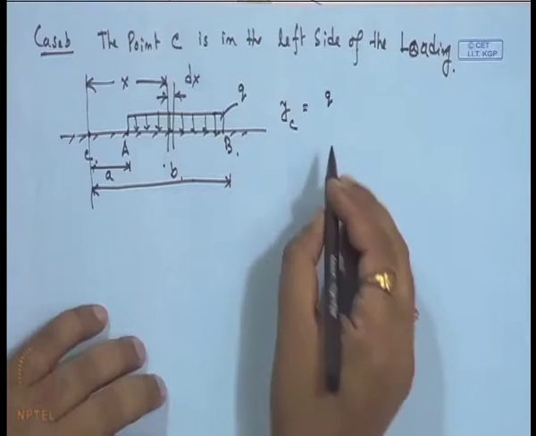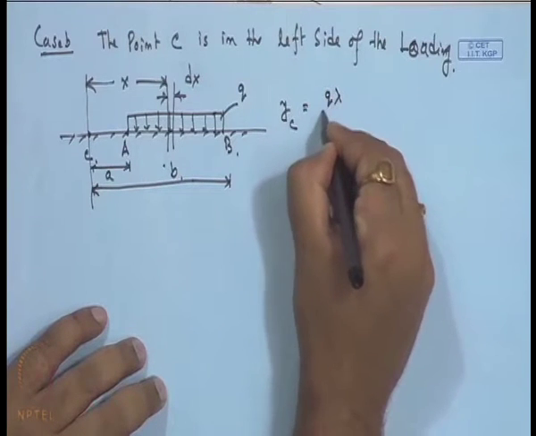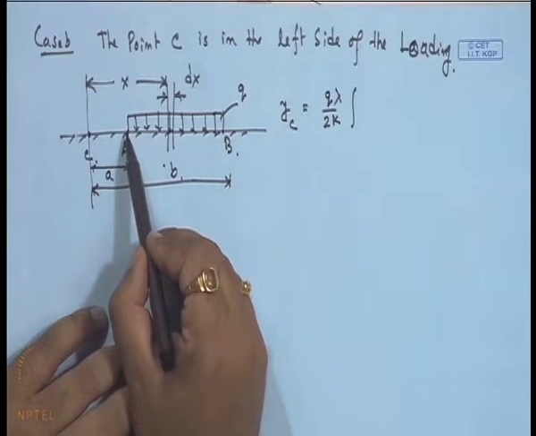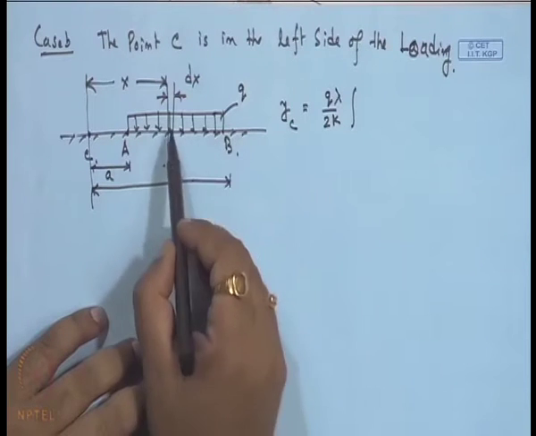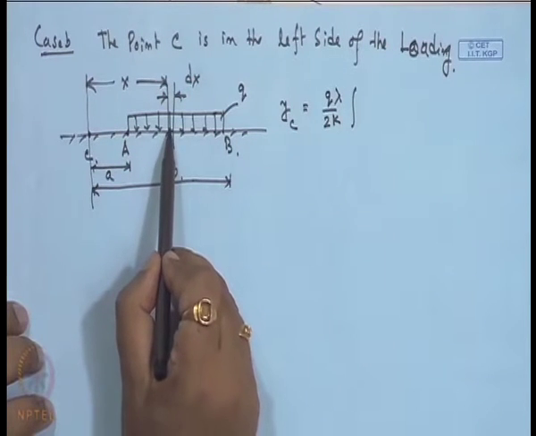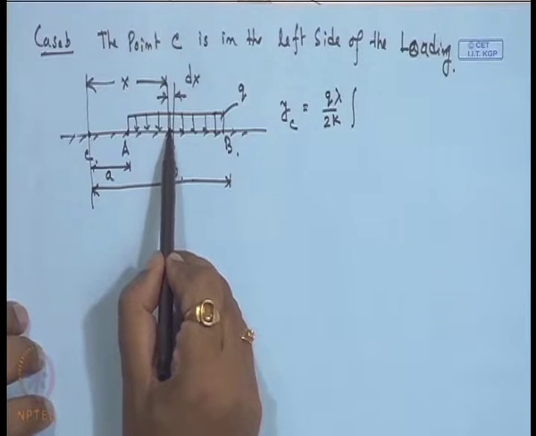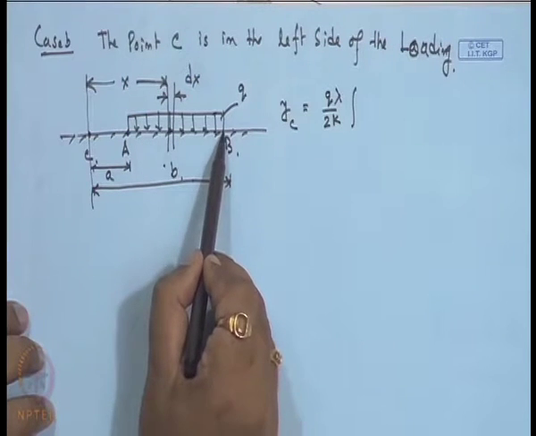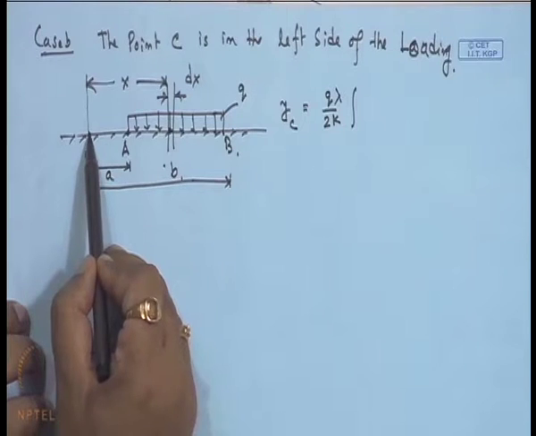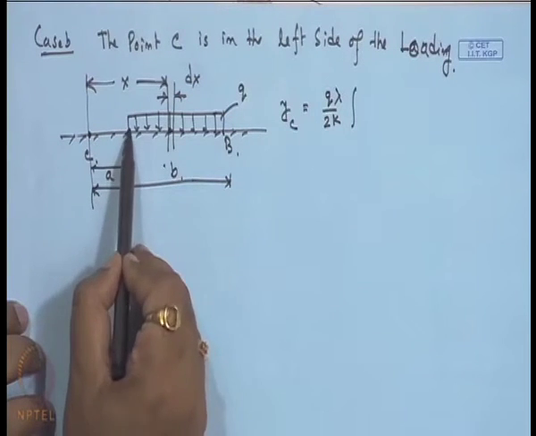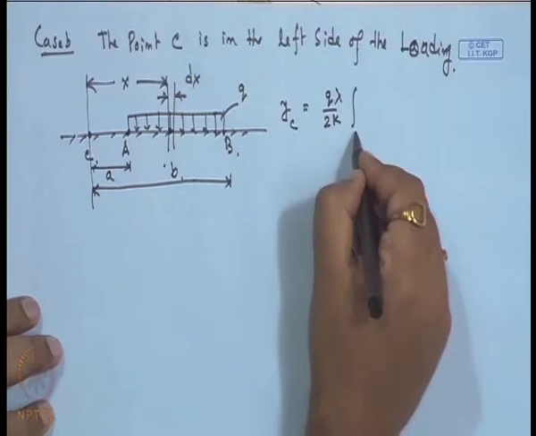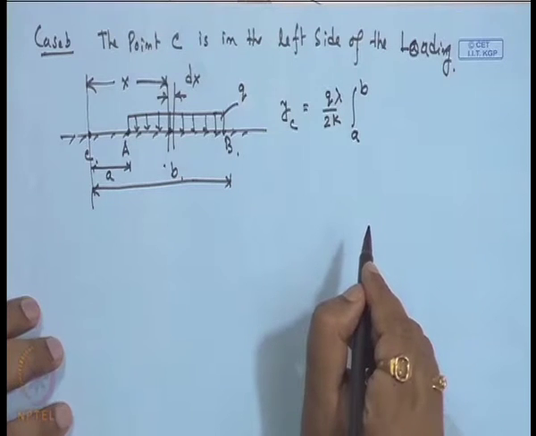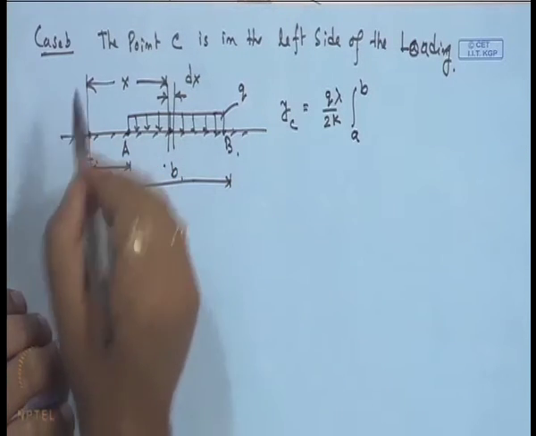So, that will be p. So, finally, we will get q lambda divided by 2 k, and here we will get the limit. Initially, that point was within the loaded region, so we considered C as 0, and the limit was 0 to A and then from 0 to B. But here C is at this point, so the limit will be from A to B. That is the difference from the first case.